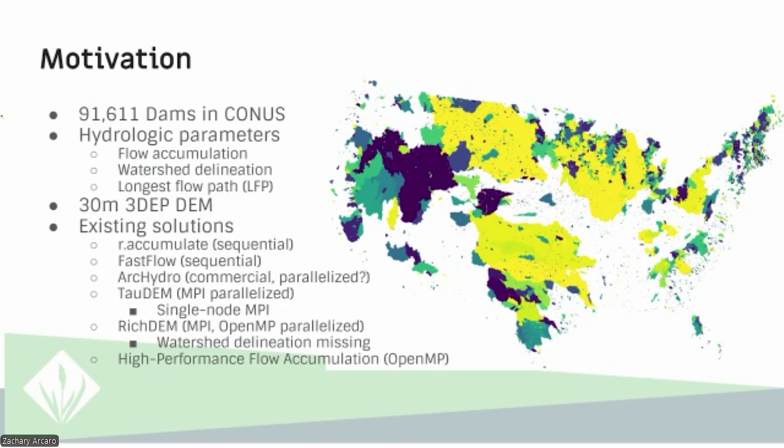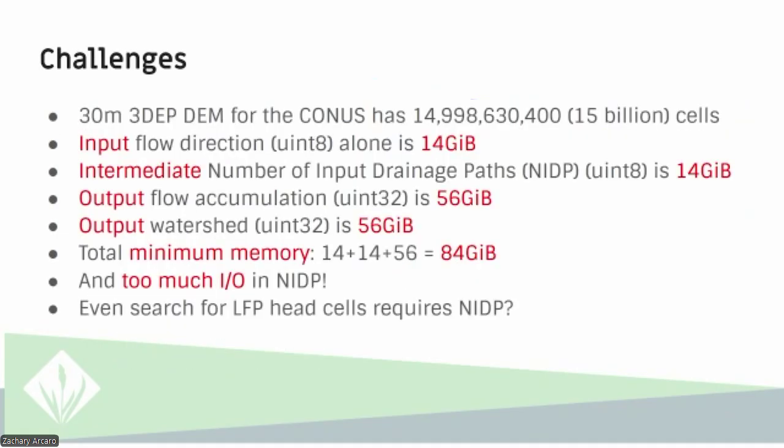So what do we do? Another one is a high performance flow accumulation. It's OpenMP, but they don't really cover all my use cases because I need most of these parameters and some nice parallelization. So, challenges.